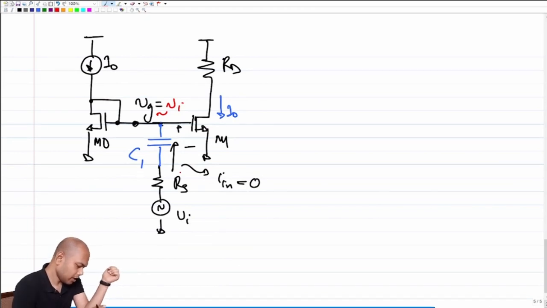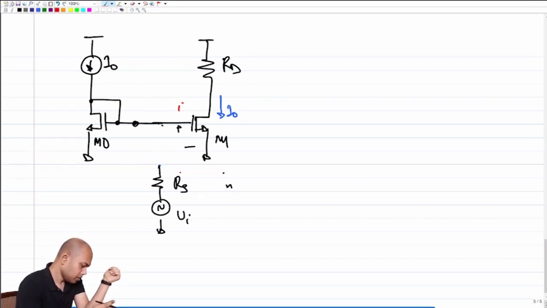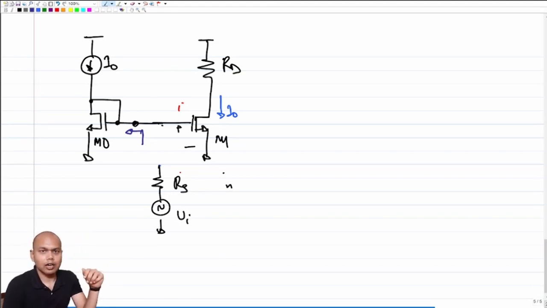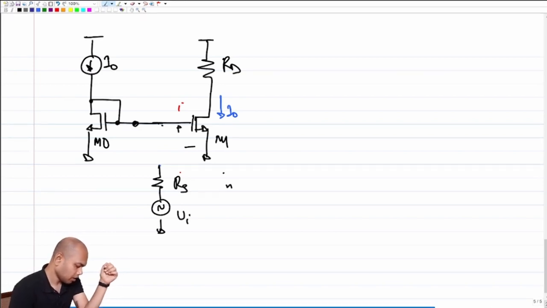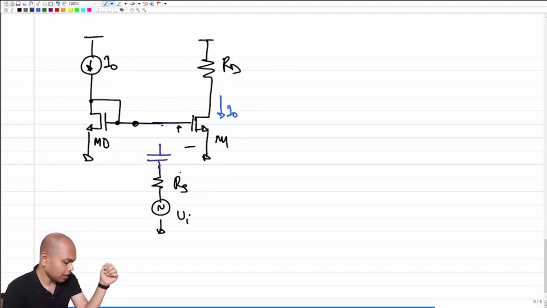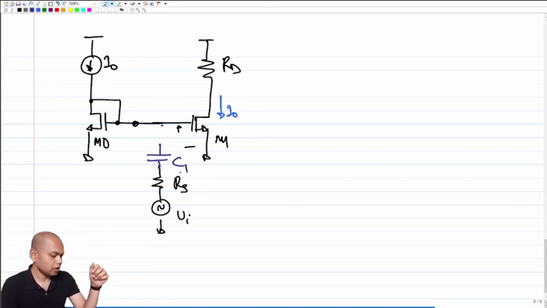Let's see. So clearly this is not possible, because this is loading, so we have to do something. What is the problem again? The problem again is that looking in, your Rin is not large, right? So what should I do in order to ensure that the contraption to the left does not load the incremental contraption?